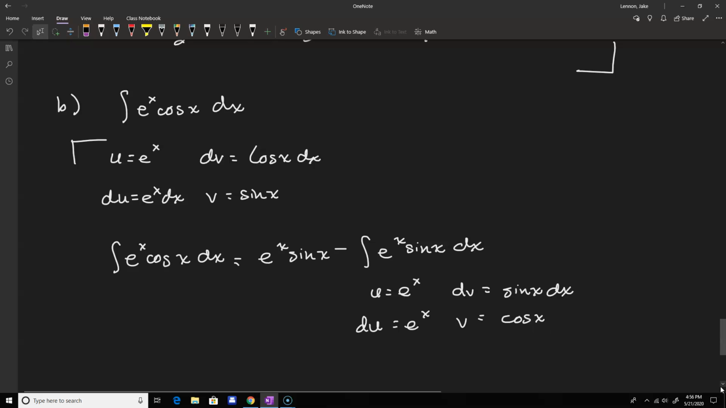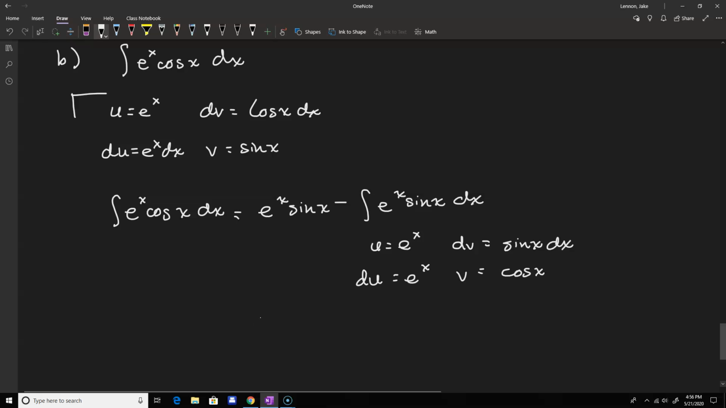So what we end up with here is e to the x sine of x minus, so we have this negative, and then we have uv, so that's e to the x cosine of x minus the integral of v du, which is e to the x cosine of x dx. And so my idea is to replace this whole integral with the capital letter I, a variable change, and then we'll solve for I kind of in the backdoor method there.